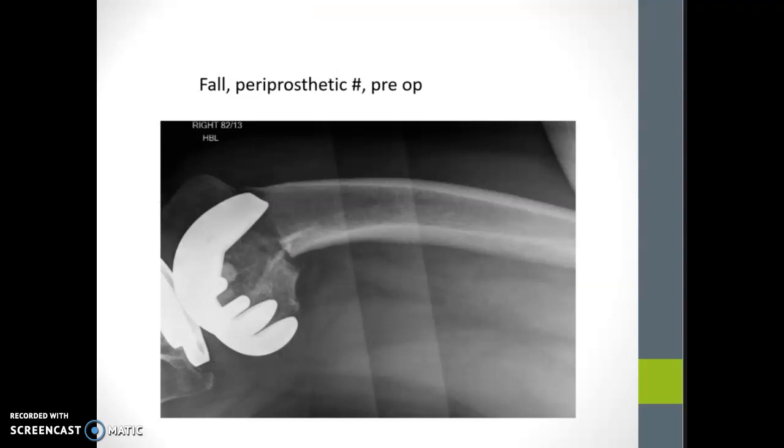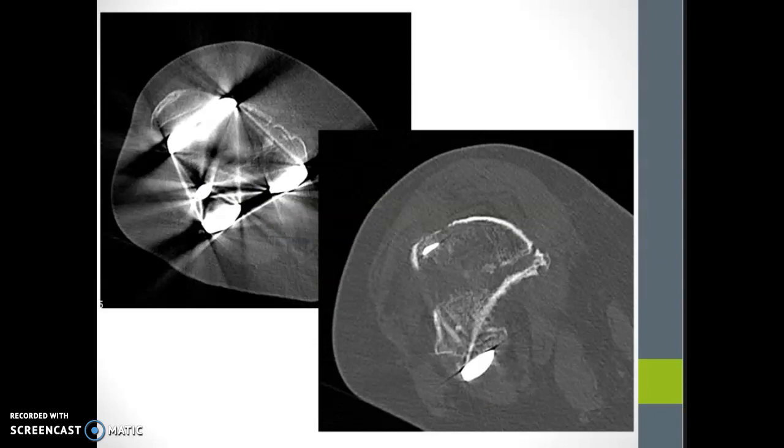Periprosthetic fracture of the hip, pre-op. So we're looking, obviously they've had a replacement here, and then they've got this fracture straight through there on X-ray. Looking from a CT point of view, really difficult because of the metal artifact. You're then unable to see in greater detail what you're trying to look for because of that artifact. So in this case, CT would not be indicated.